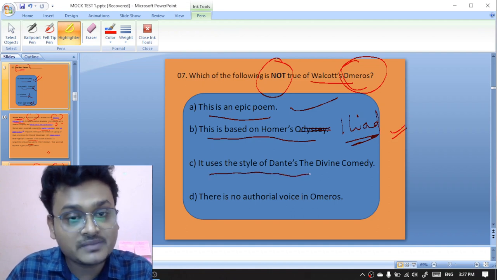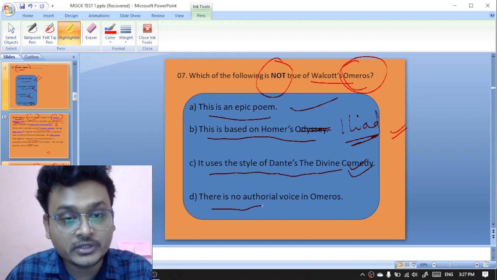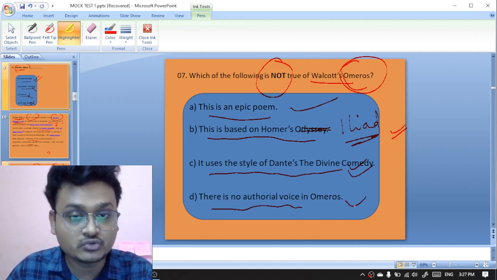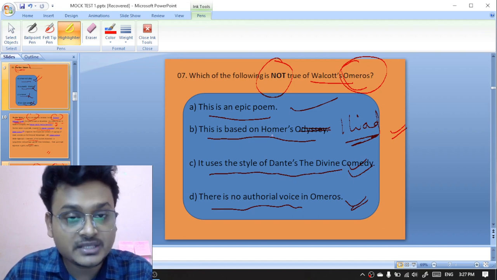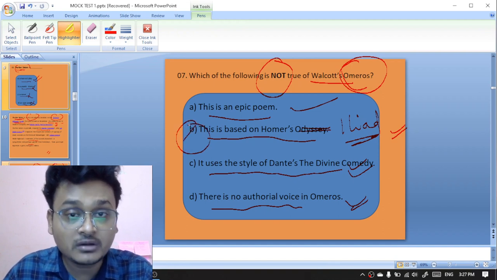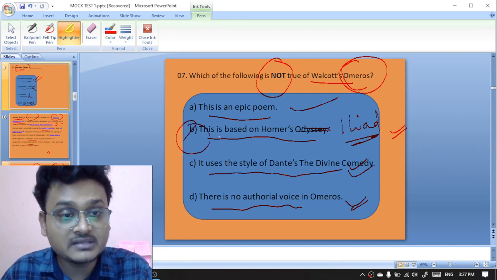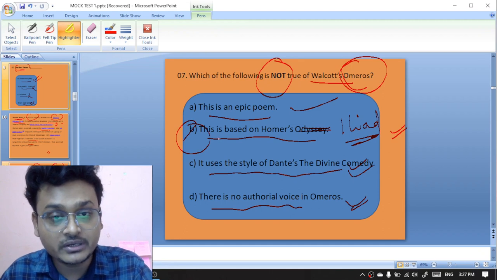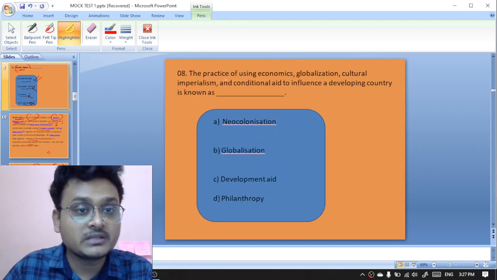It uses the style of Dante's Divine Comedy. Yes, it has the style of the Divine Comedy. There is no authorial voice in Omeros. It is true. But this is based on Homer's Iliad, not on Homer's Odyssey. So here B is the right option, that this is based on Homer's Odyssey is not true.